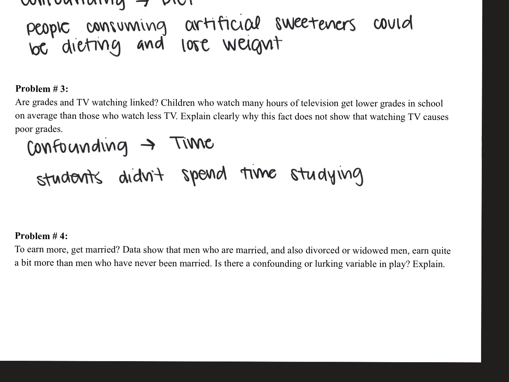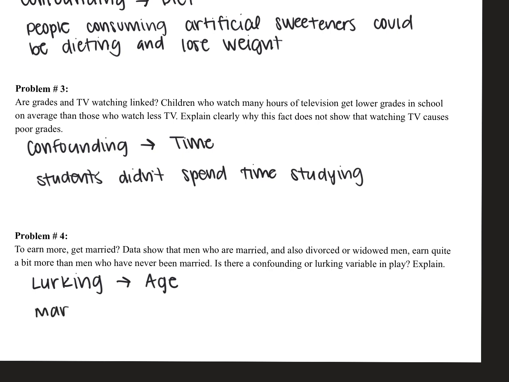Last one says, to earn more, get married. Data shows that men who are married and also divorced or widowed men earn quite a bit more than men who have never been married. We want to know whether or not there's a confounding or lurking variable in play. So there is a lurking variable here, and that lurking variable is age. If you think about it, men who are married or been divorced or widowed tend to be older, which means they've had more experience, which means they make more money than men who have never been married, who typically tend to be younger.